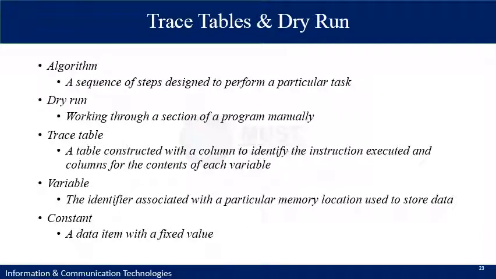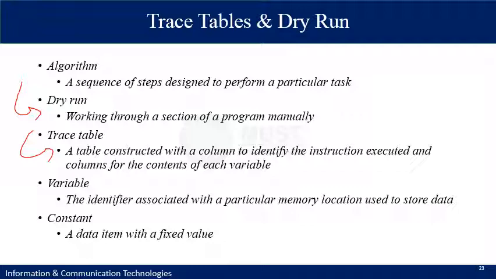Now we can understand that an algorithm is a sequence of steps designed to perform a particular task. On the other hand, if you want to execute a set of tasks and check whether the task is proceeding correctly, you want to dry run or trace the values of your steps or variables. A dry run is working through a section of a program manually, and a trace table is a table constructed with a column to identify the instructions executed and columns for the contents of each variable.